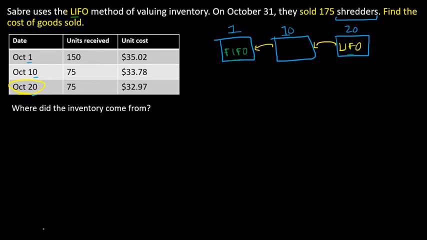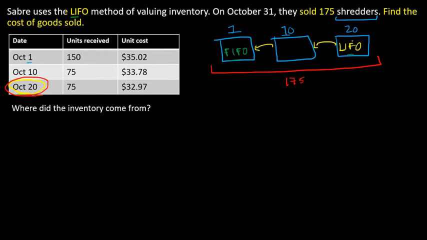Again, since this is the last in first out method, I am going to start at October 20th. Okay, so again, let's just pretend, and this isn't necessarily what the question is saying, but I feel like it's just easiest for me to imagine it this way. I picture that some eccentric person comes in on October 31st and says, hey, I want 175 shredders. And so I imagine, okay, what if I had to fill this order of 175 shredders? How would I do it?